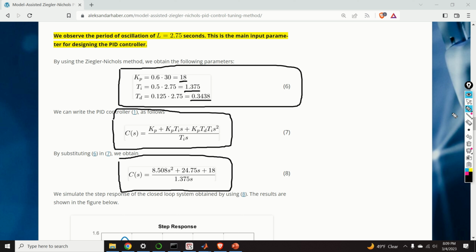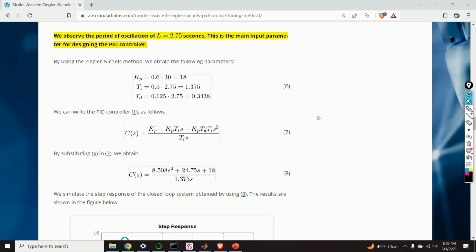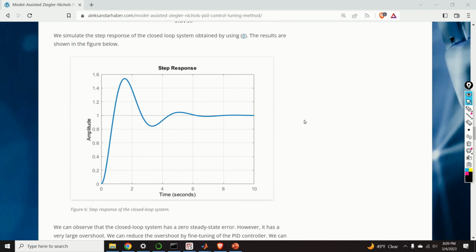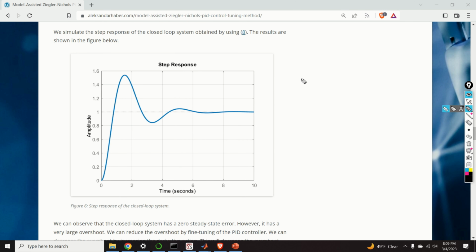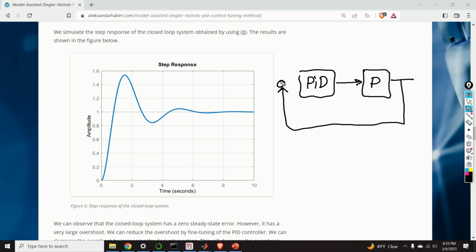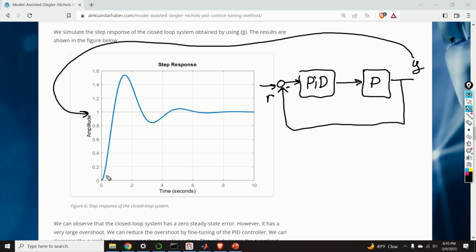So let us simulate this PID controller and let us see its closed loop response. So here is the step response once I simulate the PID controller in the closed loop. So I have my PID controller, I have my plant, I have an output, and over here I have a feedback signal, and I have my reference signal. And as the result, your output will behave like this.